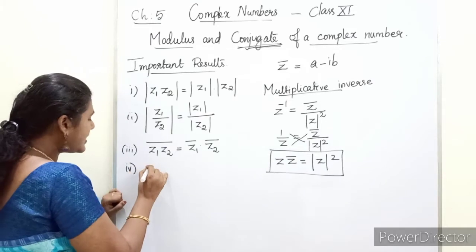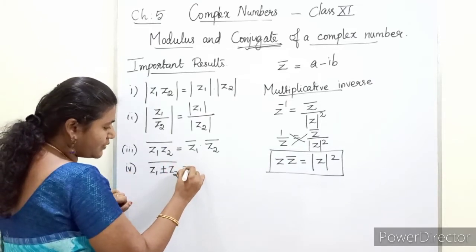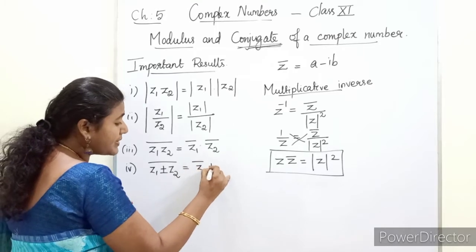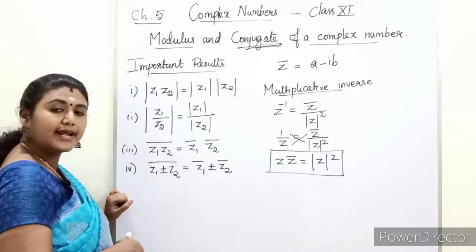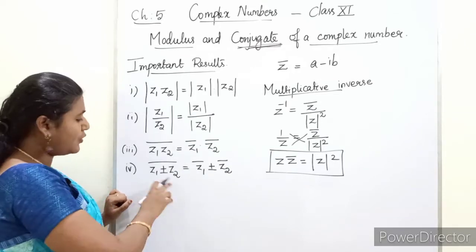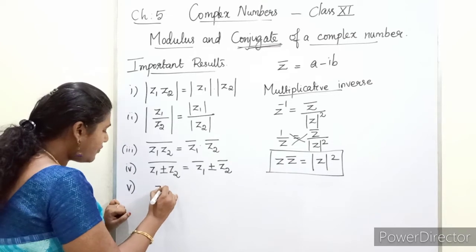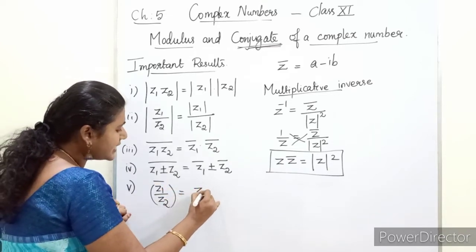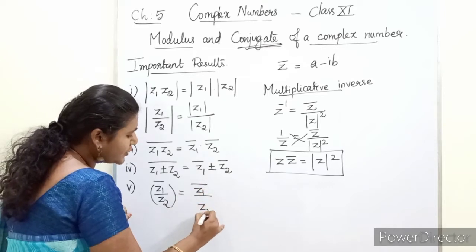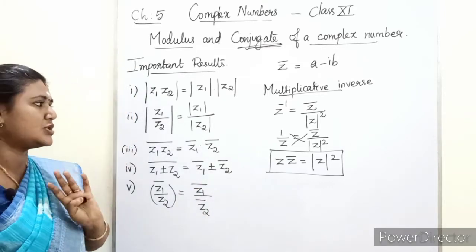Similarly, the fourth one is z1 plus or minus z2 the whole bar is equal to z1 bar plus or minus z2 bar. We can take the conjugate separately and then add or subtract; both answers will be the same. The fifth one is z1 by z2 the whole bar is equal to z1 bar by z2 bar. So these are the important results on modulus and conjugate.